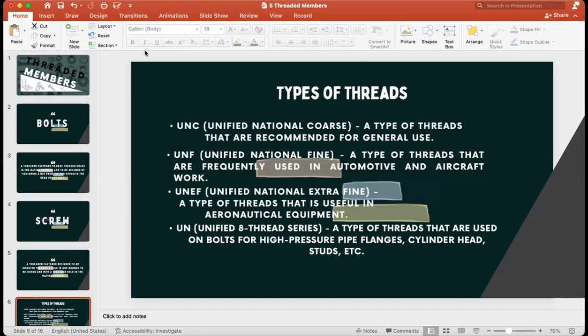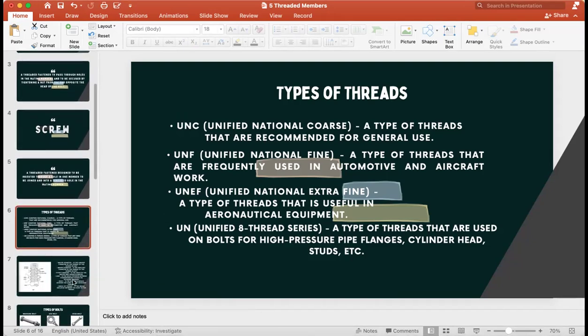We have the Unified National Coarse, the Unified National Fine, the Unified Extra Fine, and then the Unified 8 series. So the UNC is a type of thread for general usage. The UNF is specifically used in automotive and aircraft work. The extra fine is used for aeronautical equipment. And the last one, the Unified 8 threads, are for high pressure pipe flanges, cylinder head studs, etc.